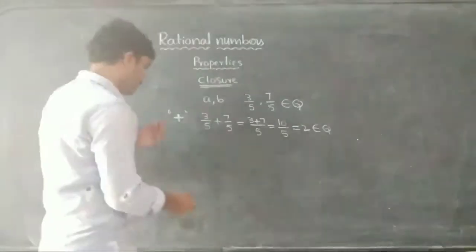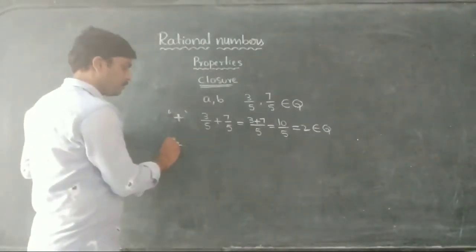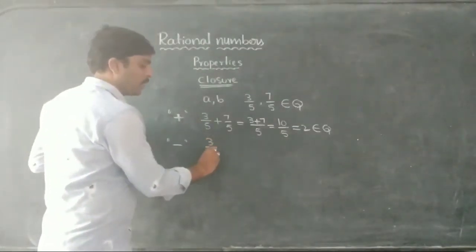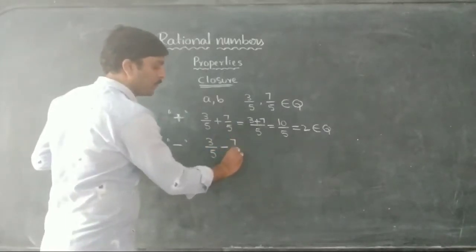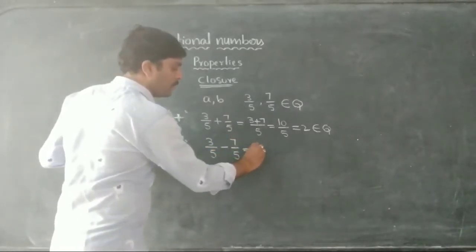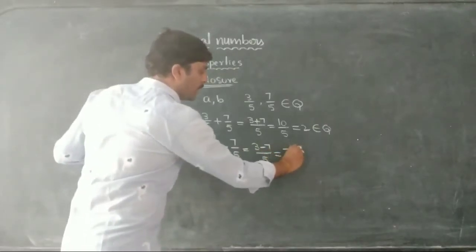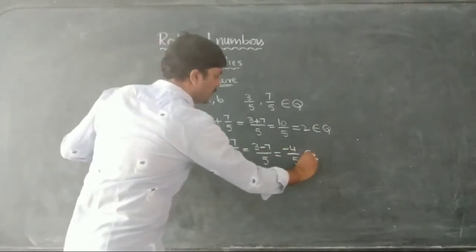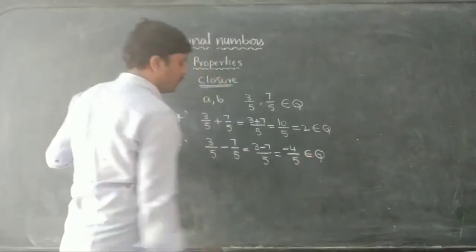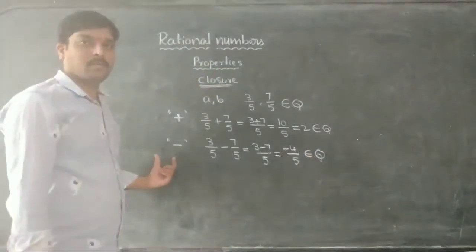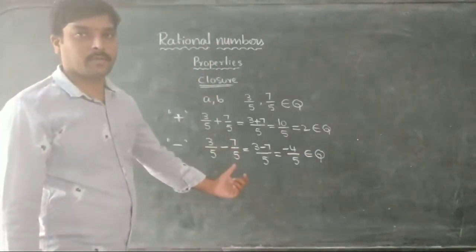Next you can check subtraction. 3 by 5 minus 7 by 5, that is 3 minus 7 by 5, that is minus 4 by 5. It is also a rational number. Under subtraction, rational numbers are closed.